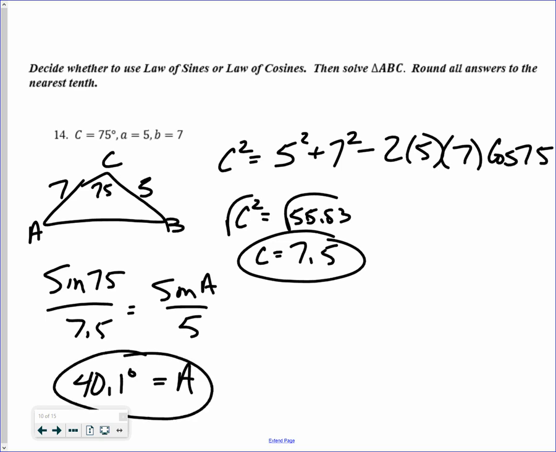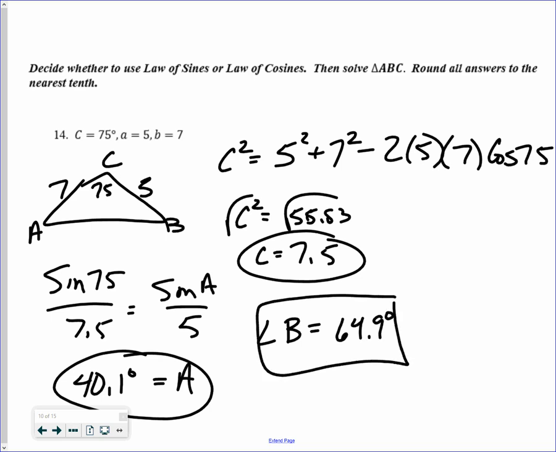And then using all the angles need to add up to 180, so 40.1 plus 75, angle B would equal 64.9 degrees.